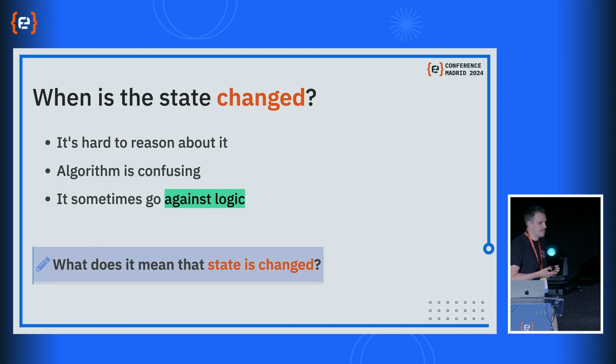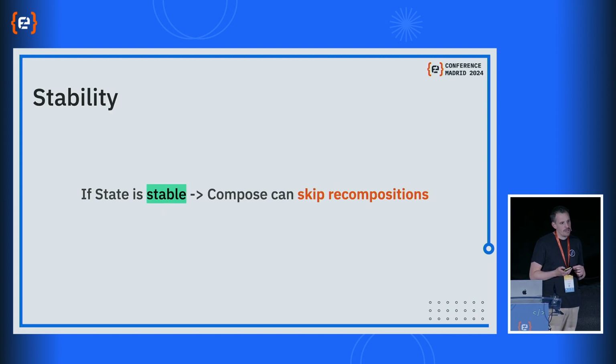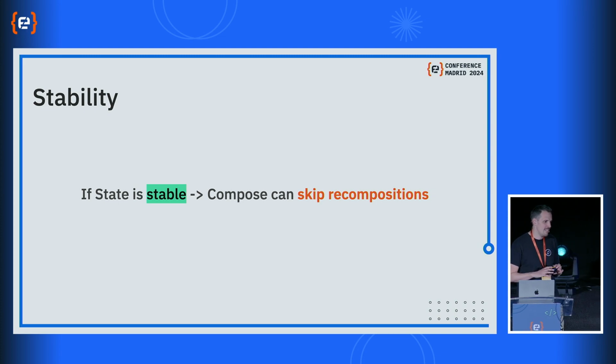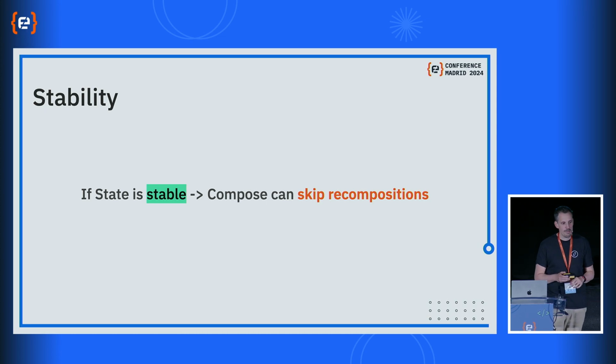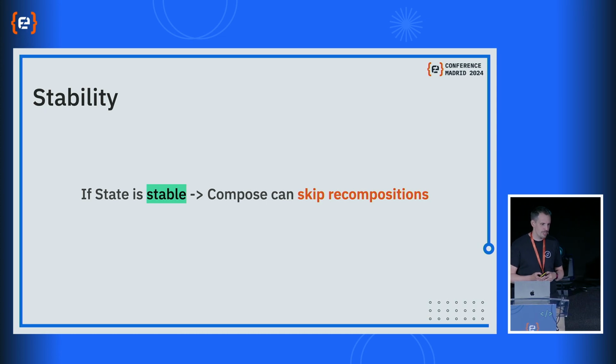But yeah, we said that a composable needs to recompose when the state is changed, but what does it really mean that the state is changed? Because maybe we had considered one thing, but it can be that for compose it means a different thing. For this, we need to keep in mind, as we said before, that the skipping concept is important. The stability concept is the other important concept that we need to get from here today. If a state is stable, compose can skip recompositions.